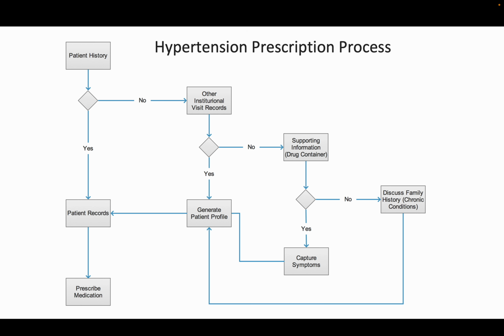And we said if you go to a clinic and in the ideal situation, all your records exist, then the patient history exists. The clinician is able to get your patient records and prescribe medication, and you will leave very quickly. The problem gets complicated if your records do not exist. Do they exist in other institutions? Can we look for them? If they exist, that is fine. We'll get your profile and get your records.